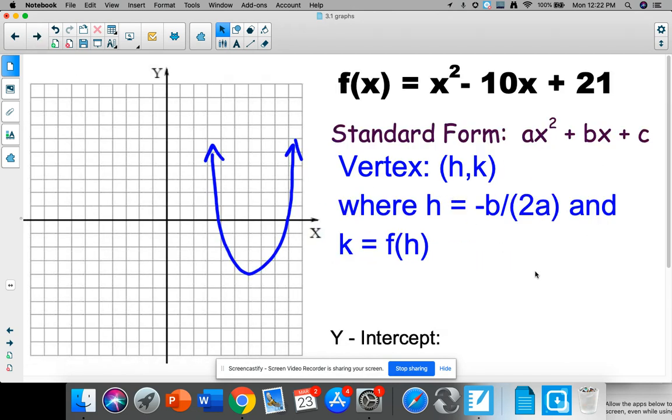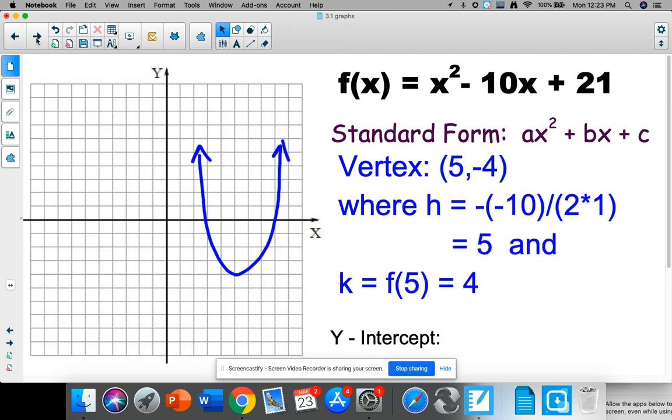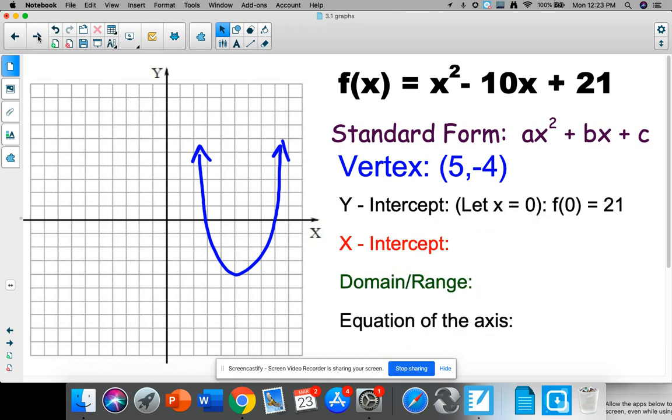Here's an example of a quadratic in standard form. So to find our vertex, we have to find negative b over 2a, and then our k value is f of h. So negative b over 2a would be 10 over 2, which is 5, and f of 5 is negative 4. So our vertex is at (5, negative 4). Our y-intercept, when we let x equal 0, is 21. So our y-intercept is at (0, 21).